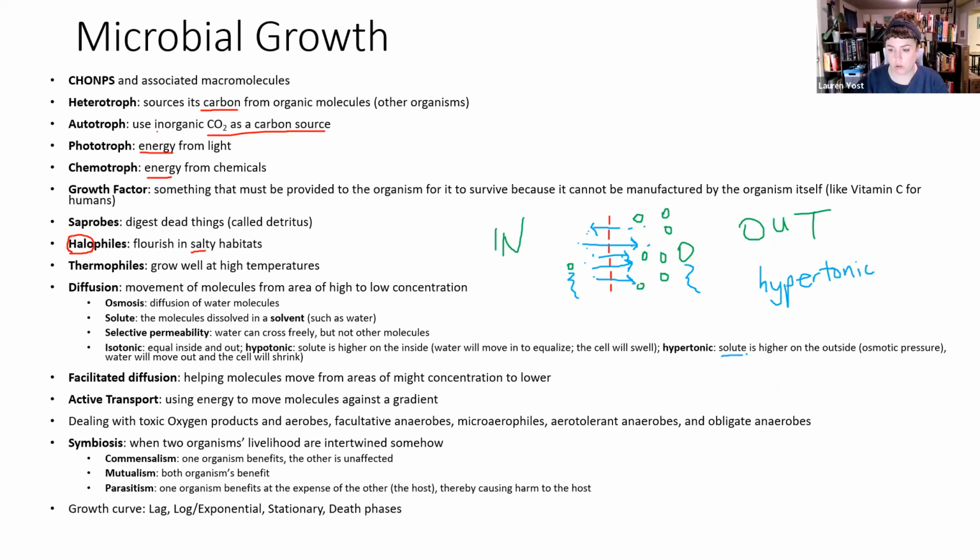So the solute, the green, is higher on the outside. This creates osmotic pressure, which means it's drawing the water out of the cell. So the water will move out and the cell will shrink down as a result. If this were reversed, if this were outside and this one were inside, then this would be called hypotonic because there would be less. That makes sense, I think.